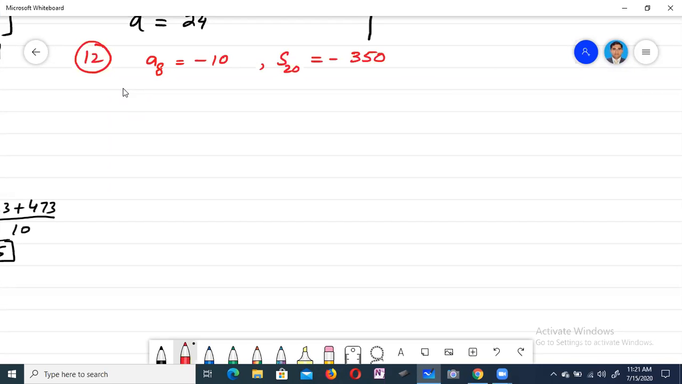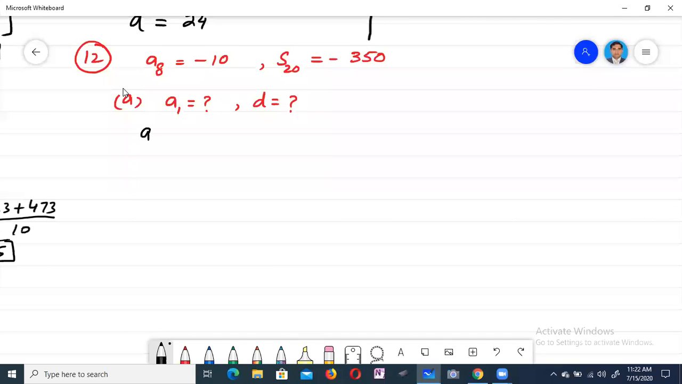There are two parts in this question. Part A is: find the first term and the common difference. First term is A or A1 and the common difference is D. We need to find these two things here. Now, first of all, we will find these two terms, first term and the common difference.